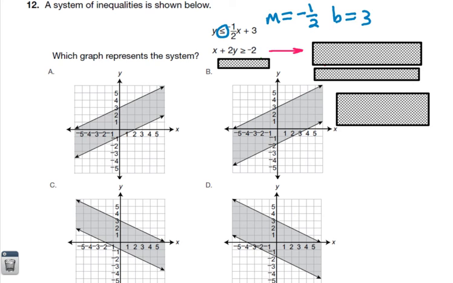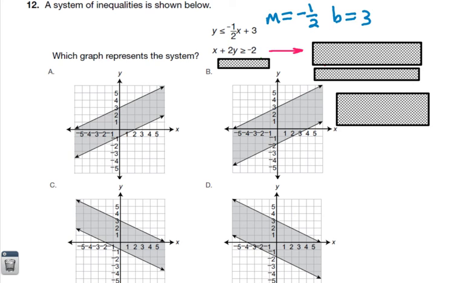But looking at A, B, C, and D, all those different choices, it doesn't seem like that's going to be a deciding factor or anything to worry about, but you still have to know it. And also with the less than or equal to, that means the shading is going to be below.